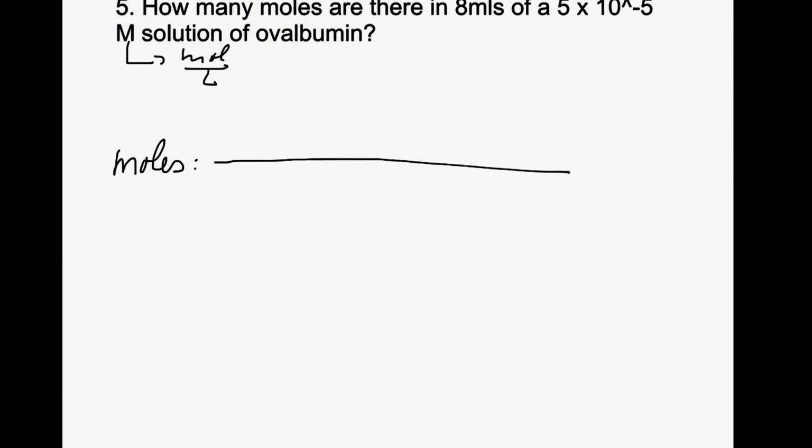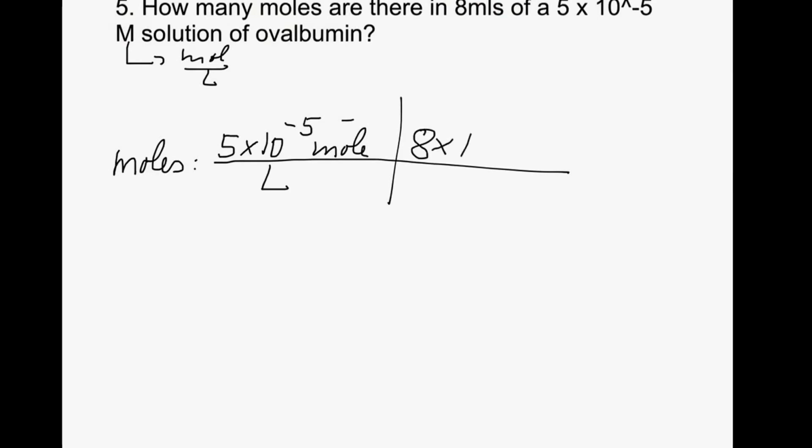So we write it that our mole here is on top, and we have 5 times 10 to the minus 5 mole per liter. Now the mole is good, but the liters, we want to get rid of that. Do we have any liters there? Yes, we've got that in here. So we have 8 times 10 to the minus 3 liter.